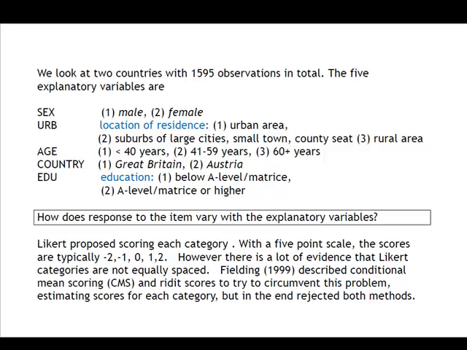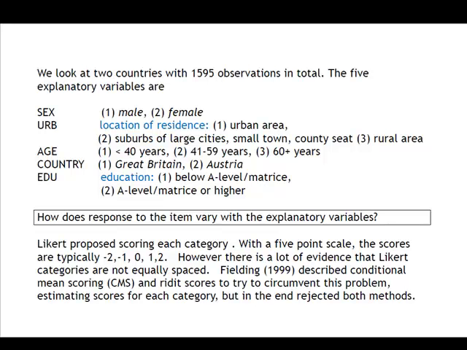So I've extracted two countries, simply to keep the complexity of the analysis down. So I'm looking at Great Britain and Austria. There's an urban variable, which is urban, suburbs, and rural, sex, age in three categories, and educational level. Educational level is difficult to reconcile across countries, but we've had a go at that.